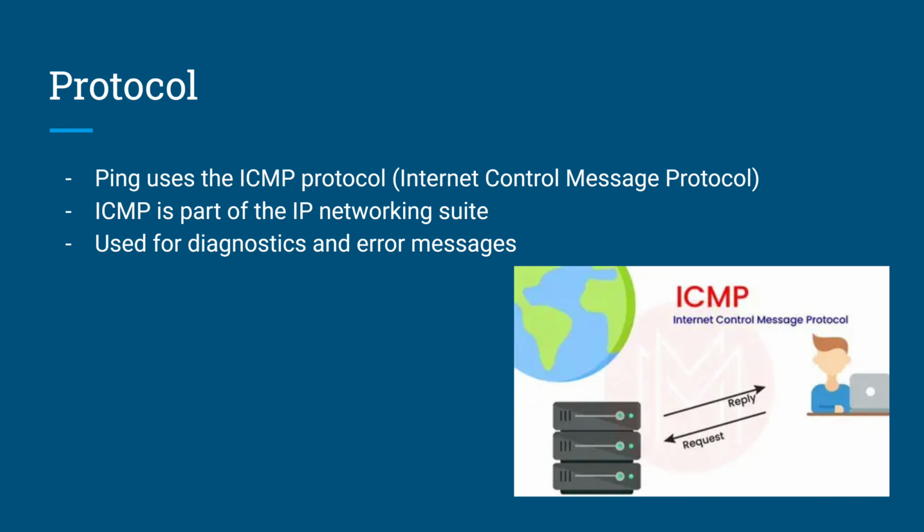Protocol. So ping uses the ICMP protocol, also known as Internet Control Message Protocol. ICMP is part of the IP networking suite, and it's used for diagnostics and error messages. Ping sends this ICMP echo request out, and then the receiving device that gets that ping replies with an ICMP echo reply. And you can see this in this picture. We have a user here sending out a request to a server, and then they send that reply back to the user.